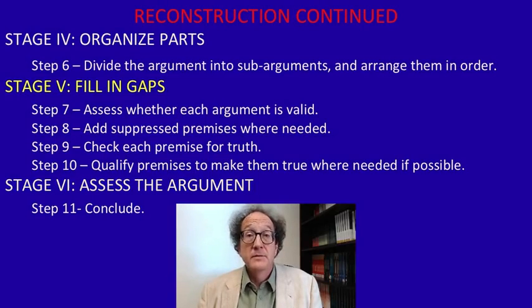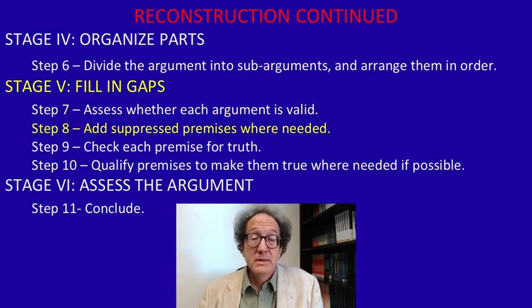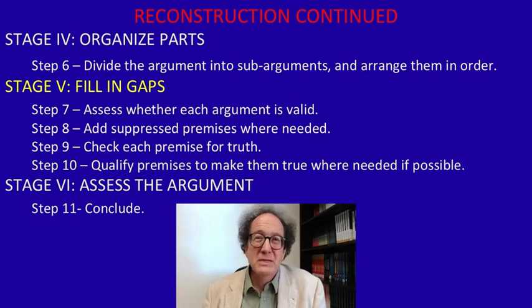Stage five really consists of four separate steps. First, we need to assess the argument for validity. Then we need to add suppressed premises, enough of them to make it valid. Then we need to assess those suppressed premises for truth or falsehood. And then we need to qualify the suppressed premises in order to make them true. And the whole goal is to make the suppressed premises both plausible for their truth and enough to make the argument valid.